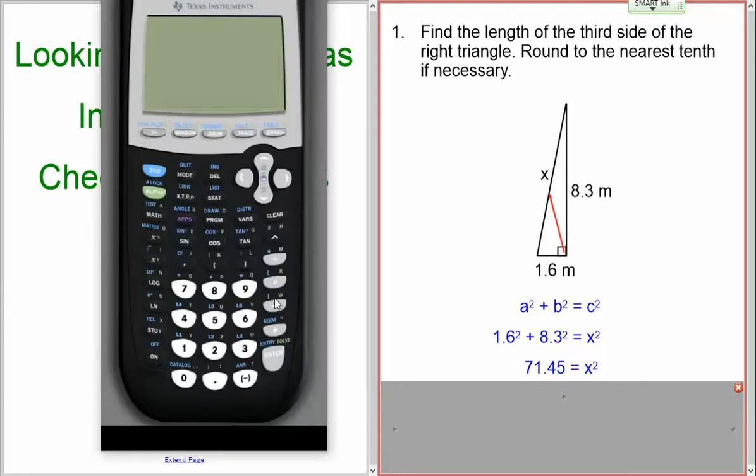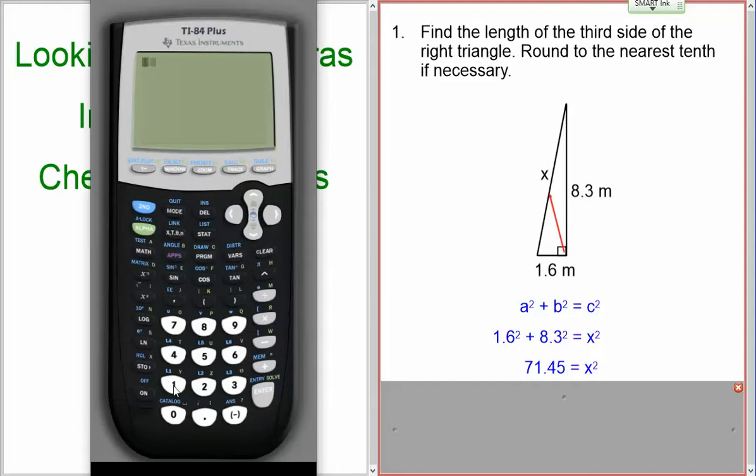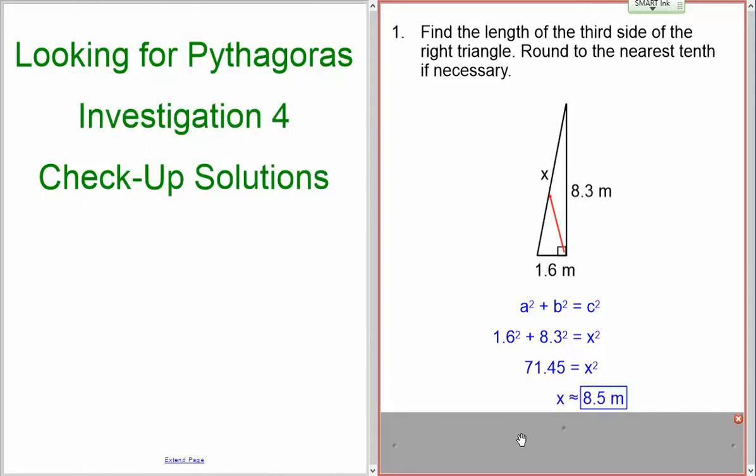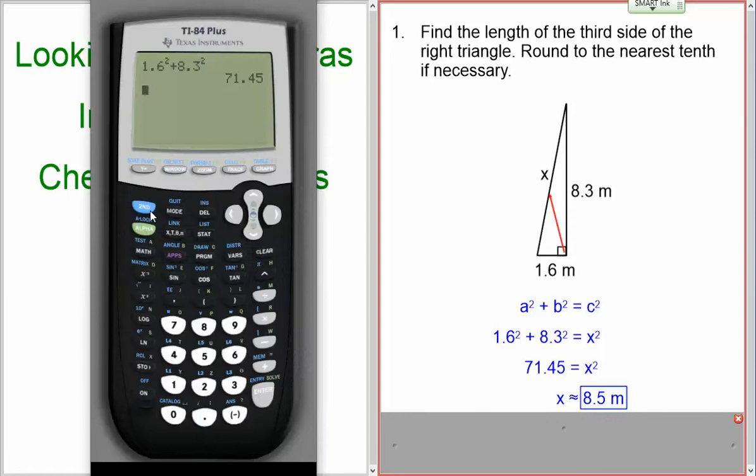When we add up those two squares, and I used a calculator a lot for that, 1.6 squared plus 8.3 squared, that'll give you 71.45. Then if we take the square root of that, we'll get our answer. The square root of 71.45 is about 8.5.